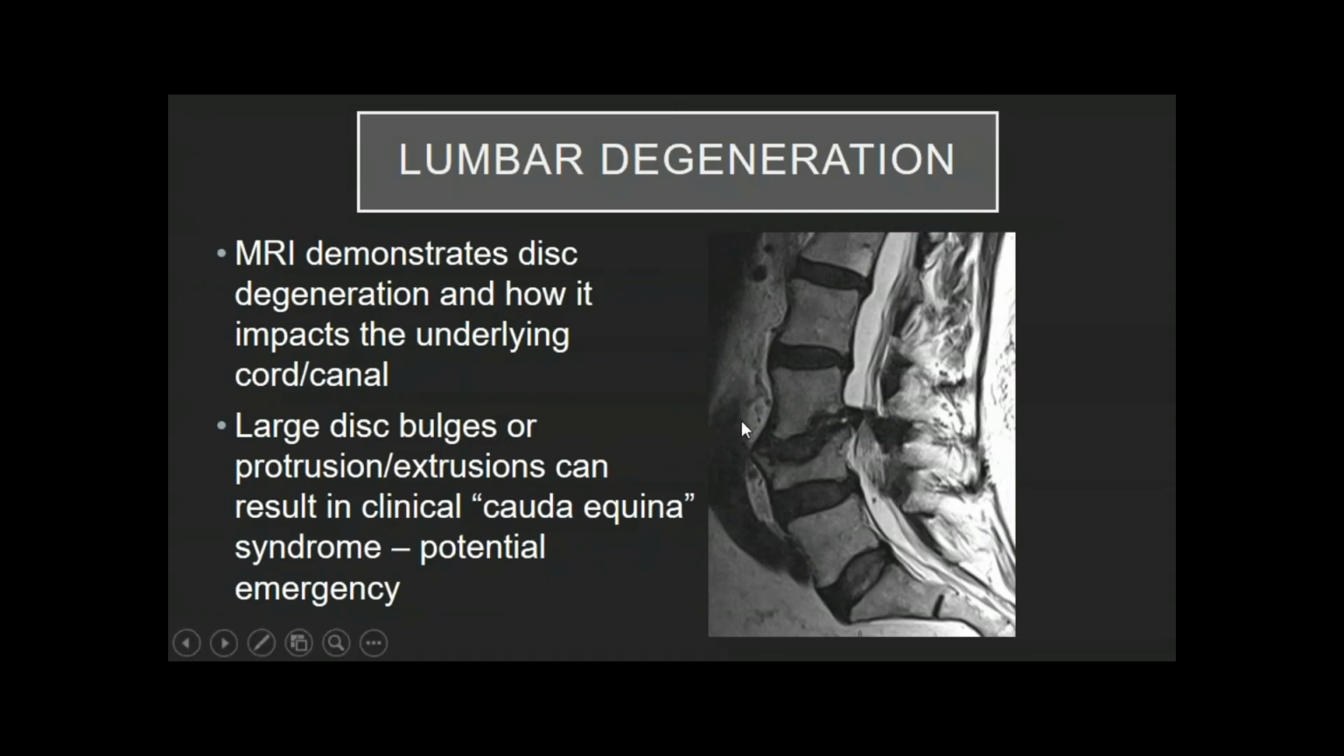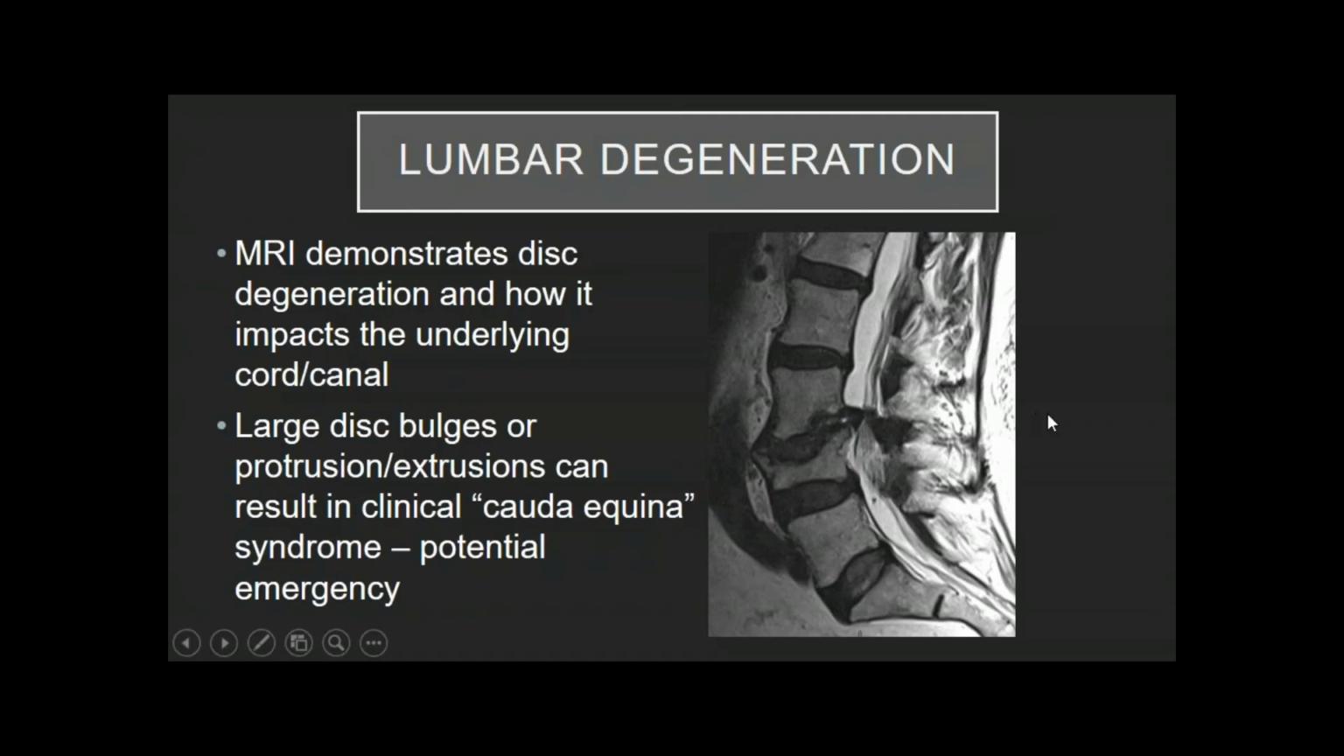All right, so what about MRI and lumbar degeneration? MRI is going to demonstrate the discs looking horrible, and you're going to be able to see how that's going to impact the underlying cord and canal. So here we have this big disc, what looks to be an extrusion actually, but this large disc, as well as overgrowth of the ligamentum flavum, which tends to happen as well. And look at this, it's completely smushed the nerve roots as they're going by.